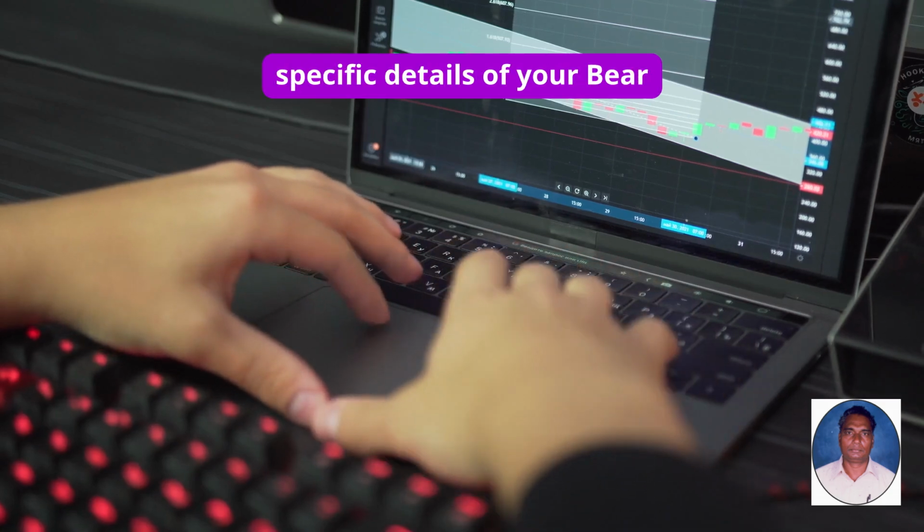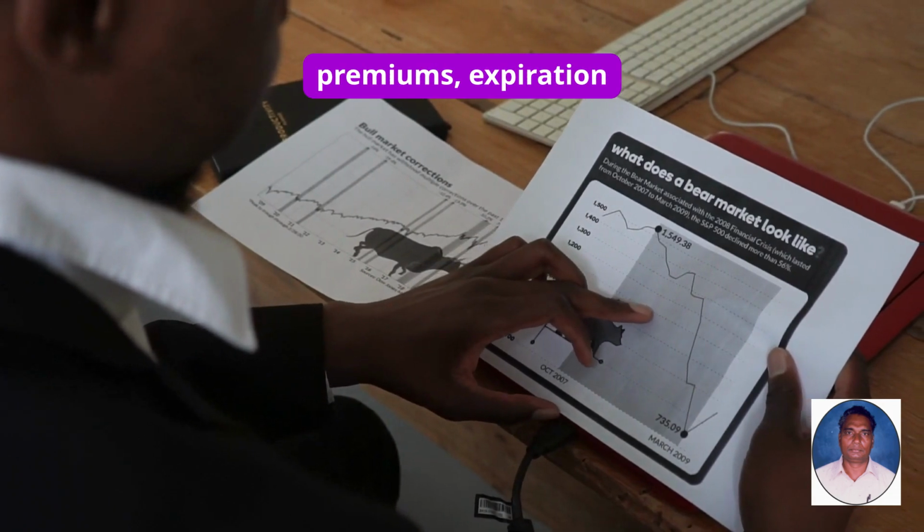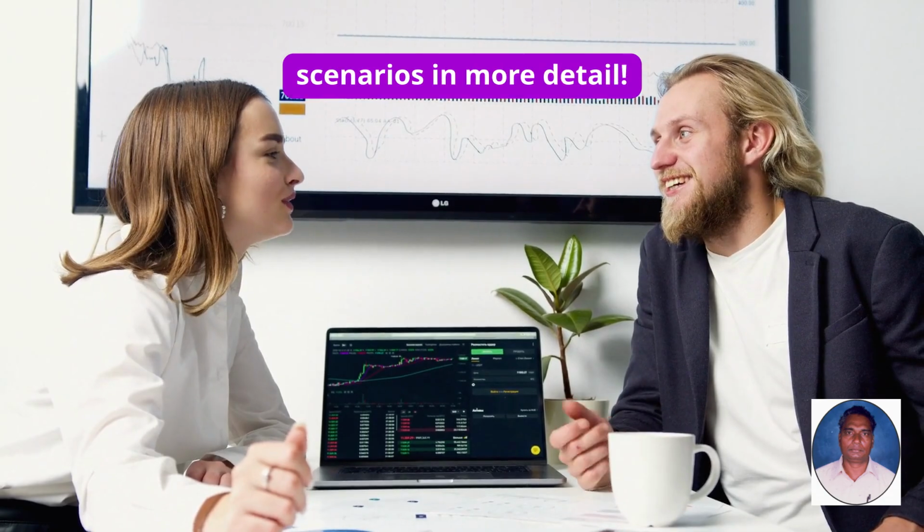Let me know if you have the specific details of your bear call spread: strike prices, premiums, expiration date, and we can discuss the potential profit and loss scenarios in more detail.